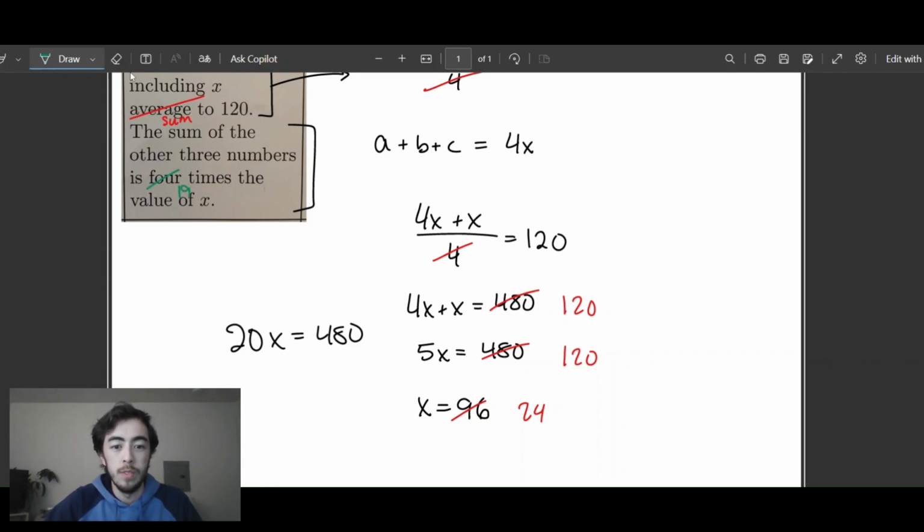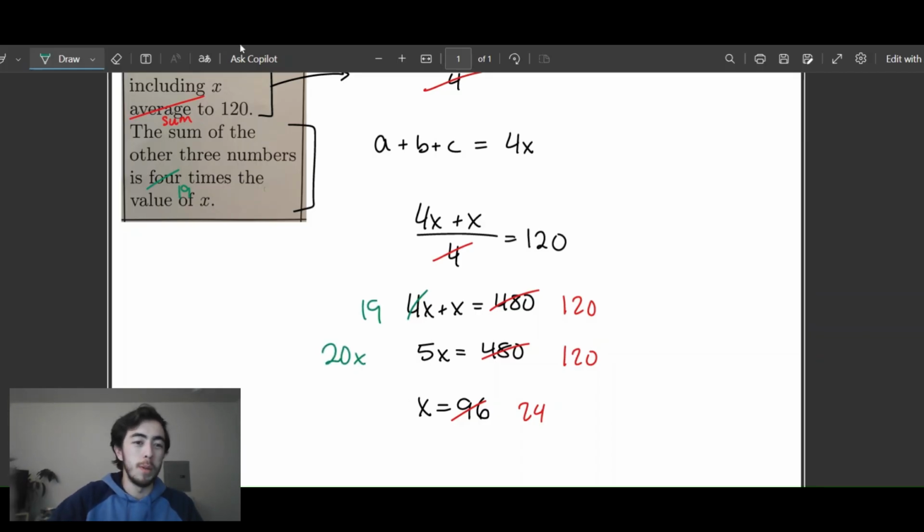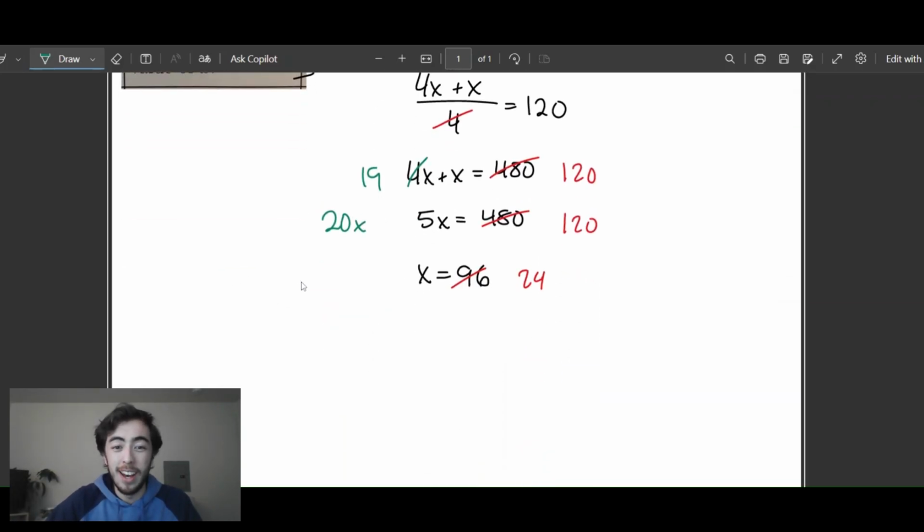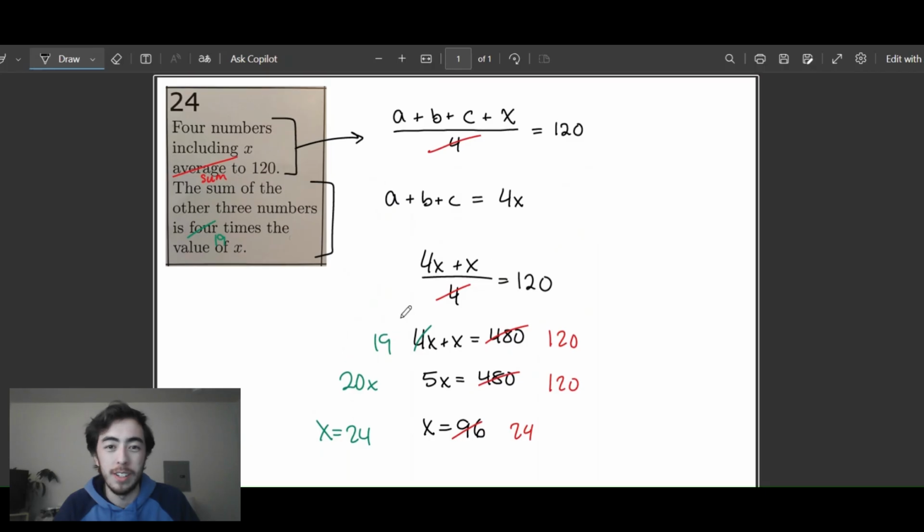So I'm trying to give them the benefit of the doubt, right? If we did it summing to 120 instead, or if it was supposed to be 19 times the value of x, I think we would have gotten 24 either way. But looks like today's answer is 96. So that's a first. All right.